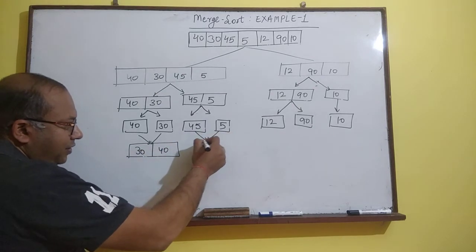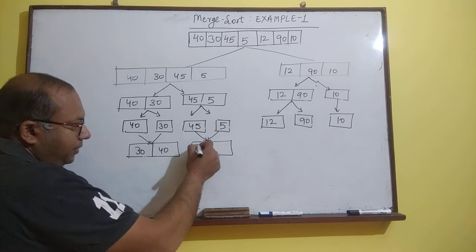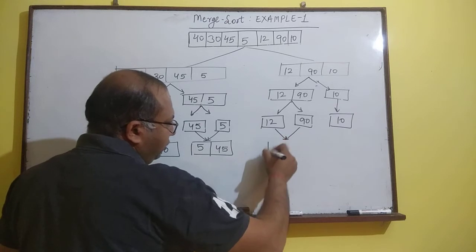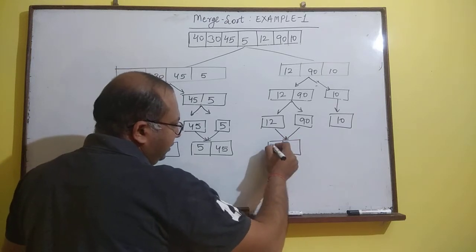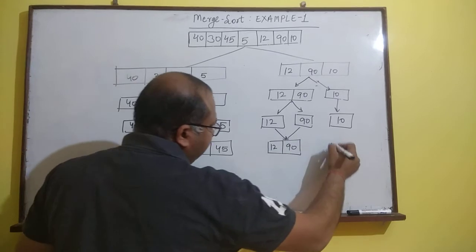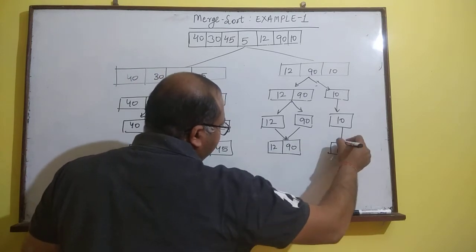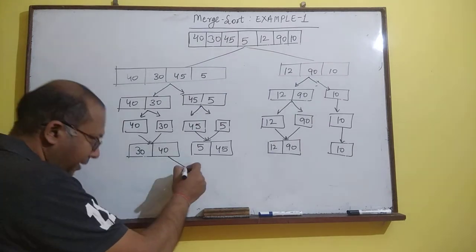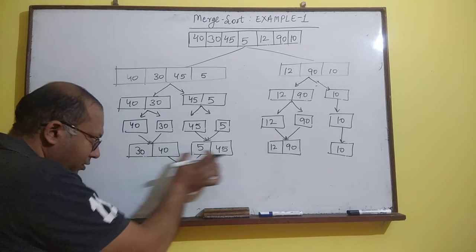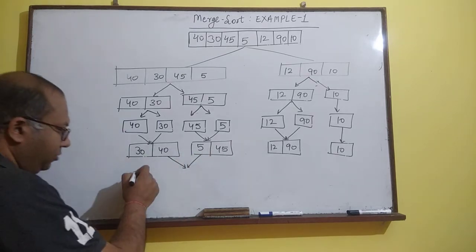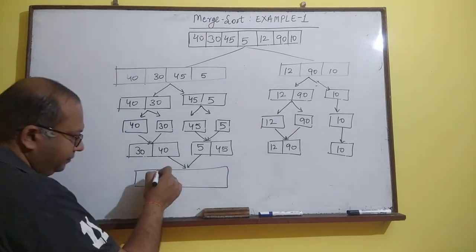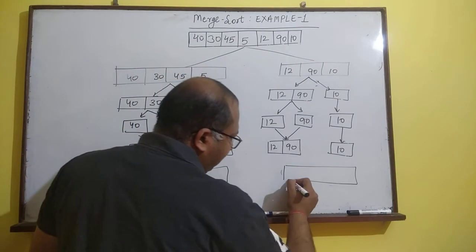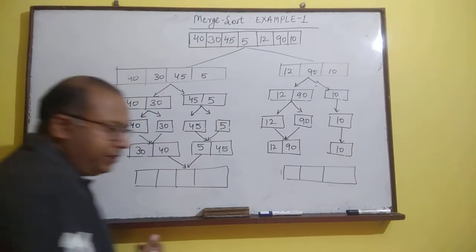In the same way, we will merge these two elements, 5 and 45. These two elements, 12 and 90, will also merge in the same way, and this 10 still remains the same because it cannot be merged right now with any other element. Now in the next step, the arrays of two elements will merge into an array of four elements, and on this side these two arrays will merge into an array of three elements.